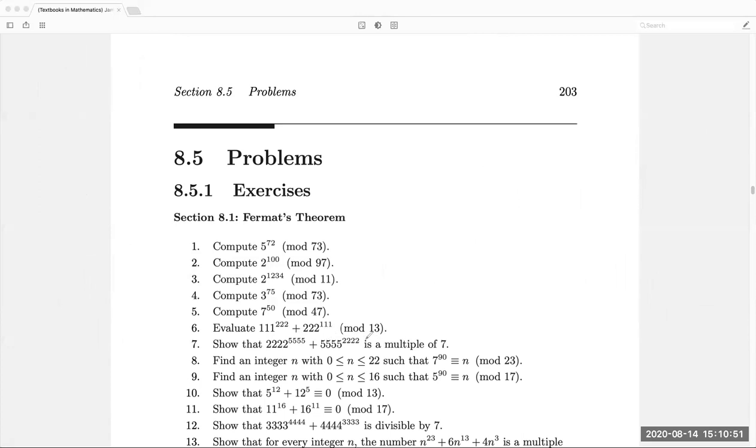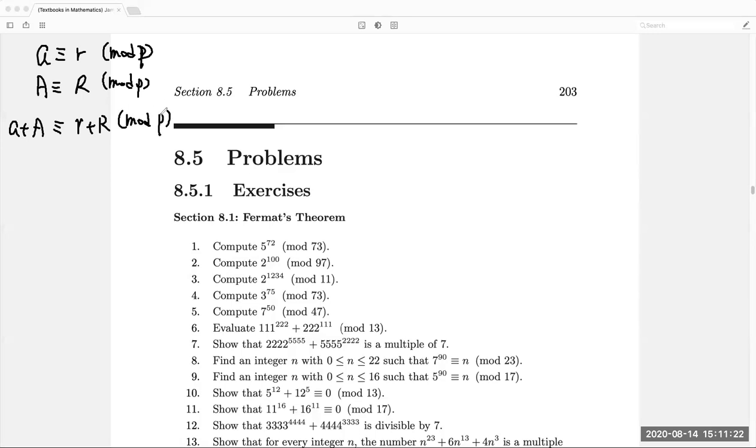And then mod 13. Now actually, I think it's not difficult to understand. If the remainder of A is small r, and the remainder of big A is big R, what is the remainder when these two numbers are added together? Small r plus big R. Yeah, it should be small r plus big R. I think it's easy, is it? Not difficult to understand.